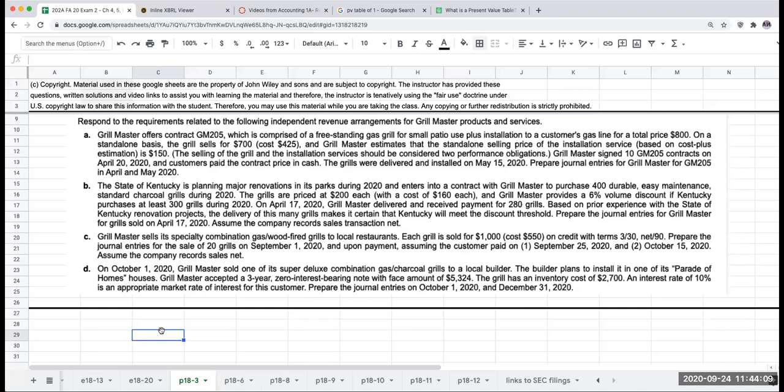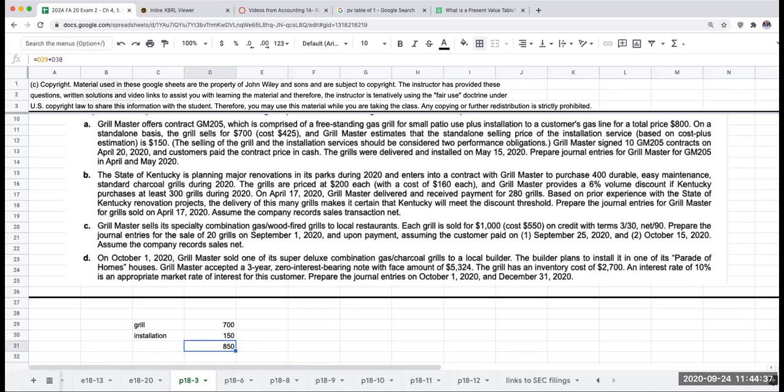Okay, so we have something here that's similar to one of our former questions, which is that customers are paying $800, but over here there's the grill and then the installation. The grill has a retail of $700. Installation has a value of $150. So the total value of what's being given is $850, but the customers are only paying $800.